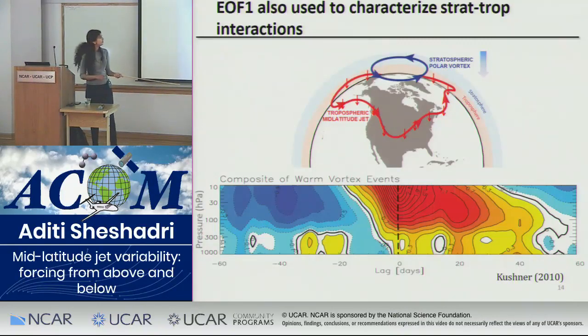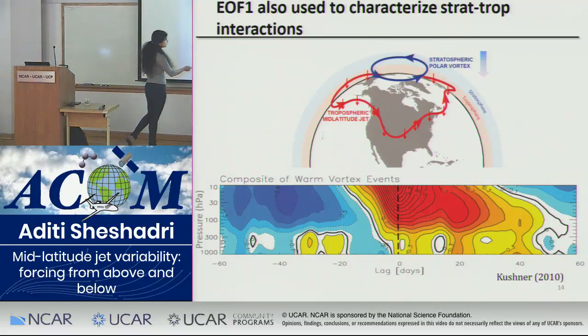A more technical way of describing this is to look at the first EOF again. This is from a review paper by Kushner. It's 50 weak vortex events. And what we're looking at is anomalous values of the annular mode. And you see that these anomalous values of the annular mode appear to progress downwards, where they stick around for between a month to 2 months, following when they first become evident in the stratosphere up here at 10 hectopascals.